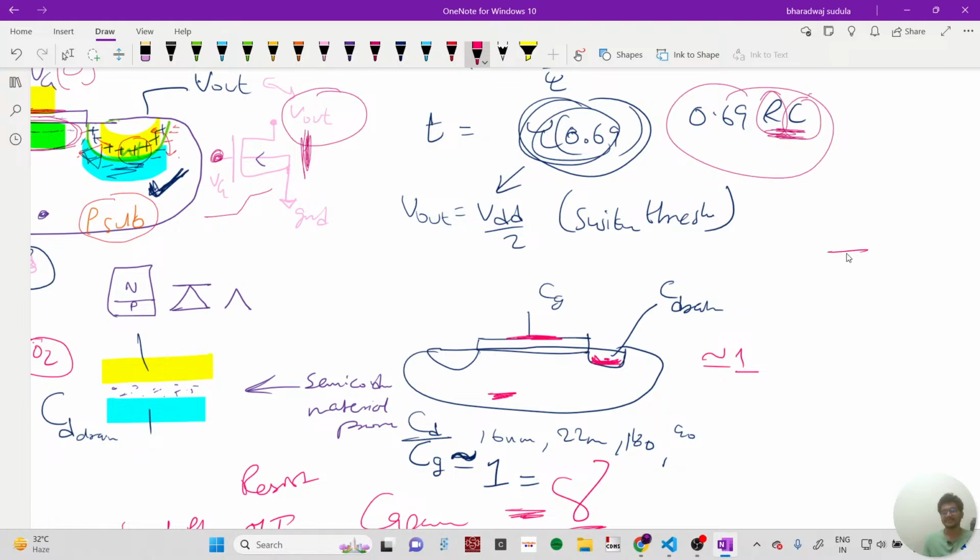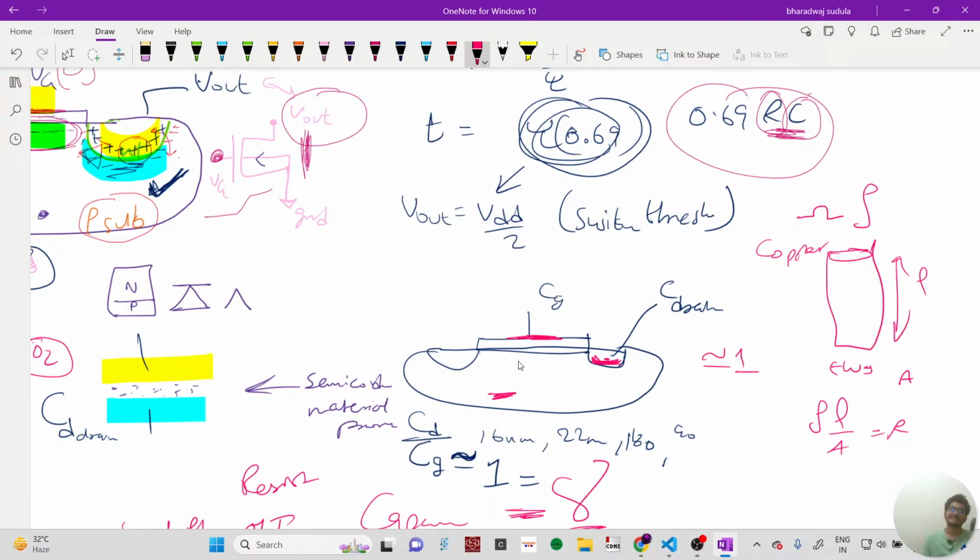Let's say if you take a conductor, it will have some length, some width, you can calculate the area. Depending on the material, let's say copper has some resistivity. So with that we can calculate the resistance. But a semiconductor is entirely different. It depends on several aspects.